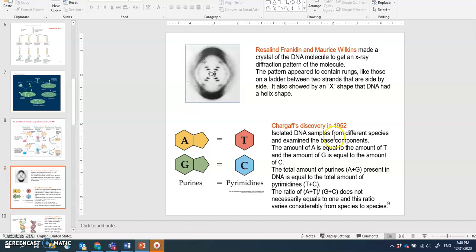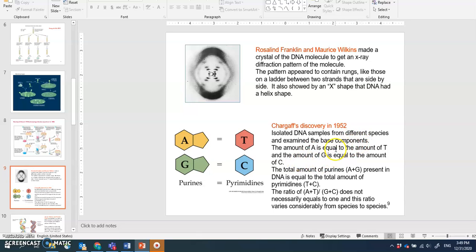They wanted to know if there's some kind of rule or ratio in the makeup of those nucleotides in DNA molecules isolated from different living systems. They isolated DNA from different living systems and tried to look for some kind of pattern. And there was a consistent pattern.